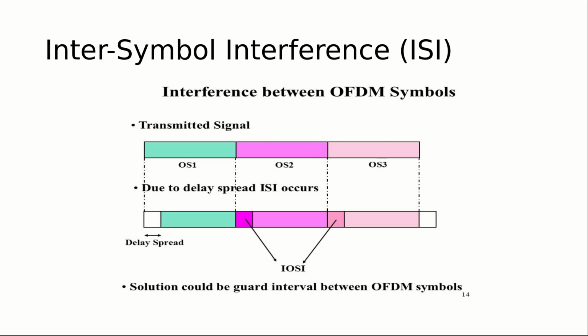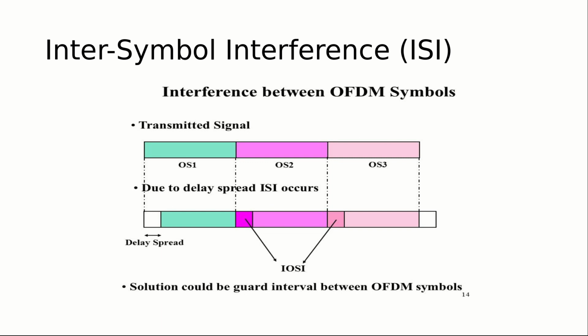Cyclic prefix is mainly designed to overcome ISI, inter-symbol interference, as well as inter-channel interference. So what is inter-symbol interference? A series of symbols are transmitted when we transmit the signal. If you know the 5G frame structure, there are a lot of symbols. In one subframe we have 14 symbols, and in total in one full frame we have 140 symbols in the time domain.